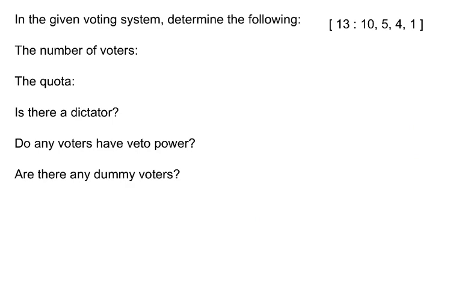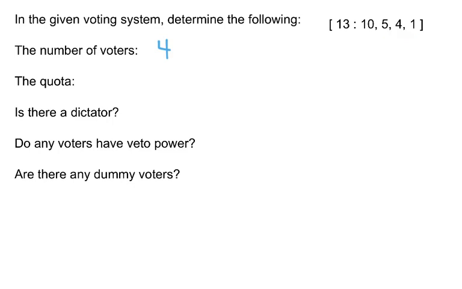So let's put this all together into one problem. In the given voting system, determine the following. The voting system we're given is 13, 10, 5, 4, and 1. First question asked is, what is the number of voters? Well, the number of voters are here, 1, 2, 3, 4. So we have 4 voters.